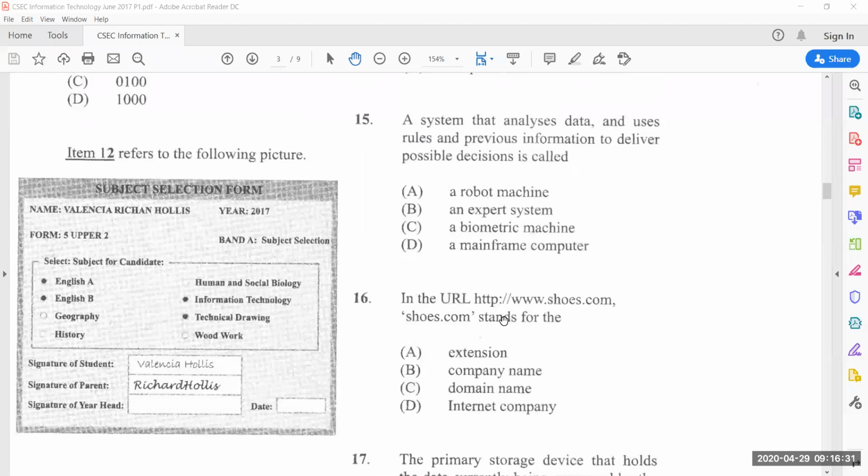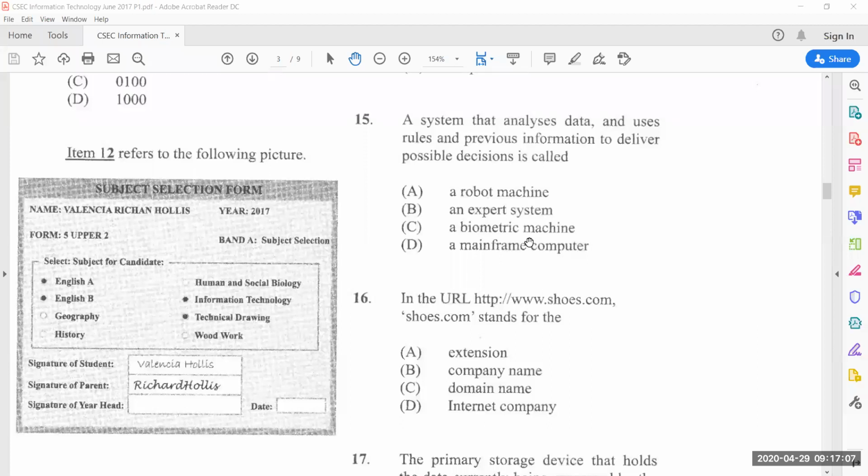Okay, let's move on. Number 15, a system that analyzes data and uses rules and previous information to deliver possible decisions is called what? You have a robot machine, expert system, biometric machine, mainframe computer. So mainframe computer. Right. So remember the way the question is structured.